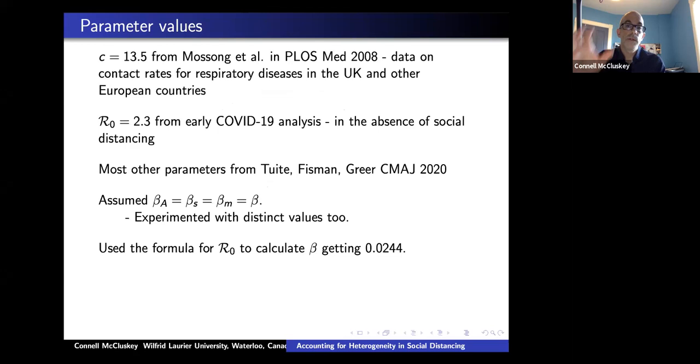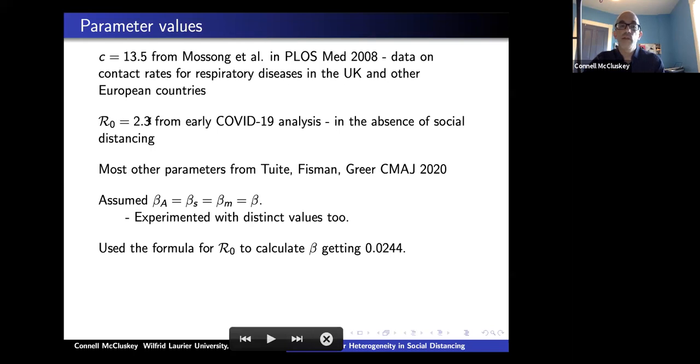So there are probably about 20 parameters in the system. Just a short word on that. The basic contact rate that I used is around 13.5. It comes from work that was done 12 years ago, where they looked at a bunch of European countries. I took the data from the UK in particular. Actually, what I did is I followed work by Tuitt, Fisman, and Greer that came out recently. They took data from this paper. I went and tracked down the paper and figured out an average contact rate. And right there, I'm kind of falling into the trap that I'm saying you shouldn't fall into. I found an average contact rate, and I didn't look at heterogeneity at that point. But I introduced it later and hopefully show that it is important to look at.